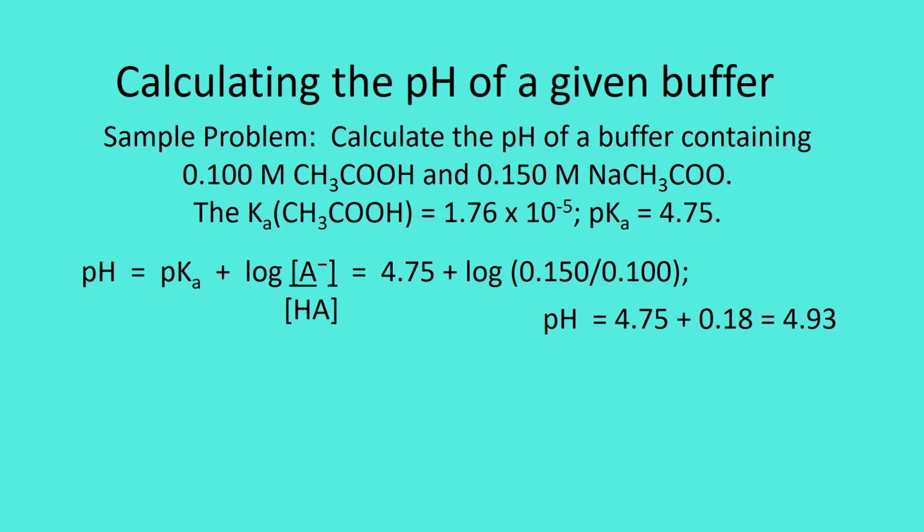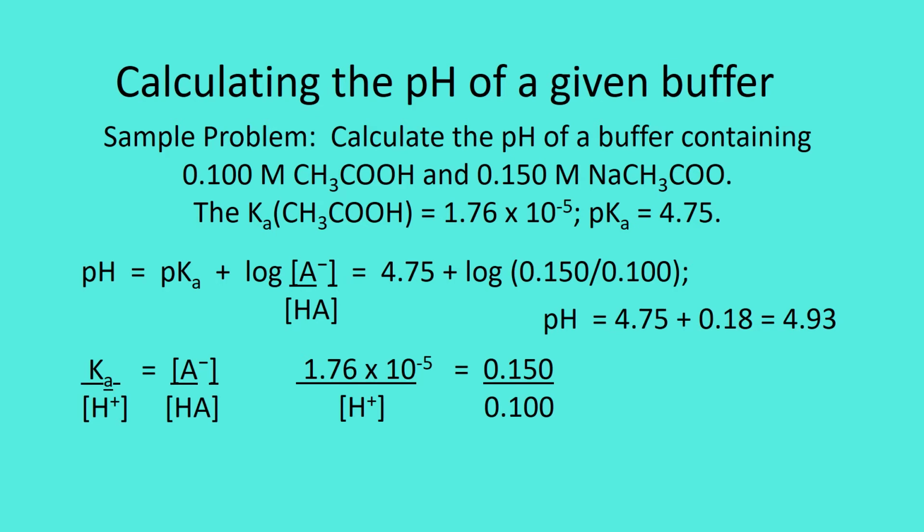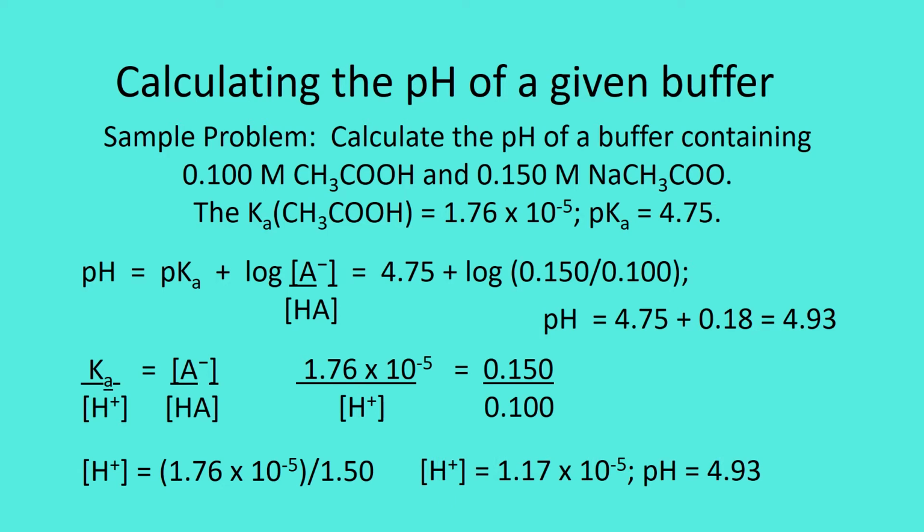Let's also use the handy equation for calculating this pH. Here's our handy equation. When we make our substitution, we put in Ka over the H+ concentration equals 0.15 over 0.1. We have to do a little algebra, cross multiplying, to solve for H+. It's 1.76 times 10 to the minus fifth divided by 1.5. Therefore, our H+ concentration is 1.17 times 10 to the minus fifth, and when you take the negative log of that, you get a pH of 4.93. So using both methods gives us the same answer.